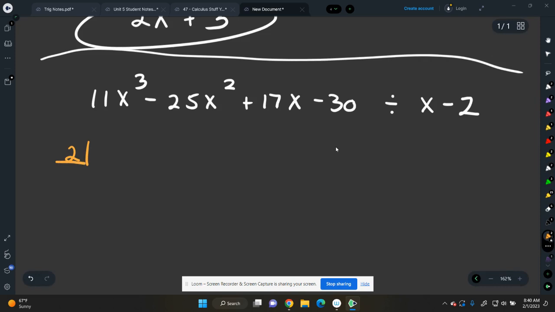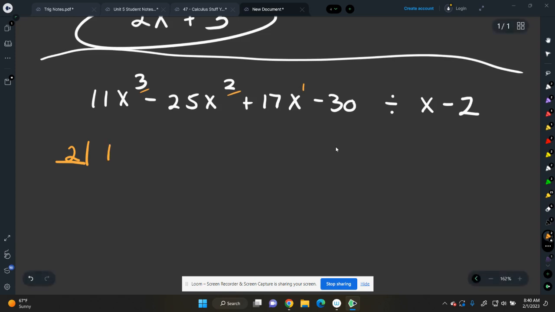Okay, very good. And now we're going to list our coefficients. Make sure that you check that all of the exponents are there. So we start with 3, so we should have a 3, a 2, a 1, and then no exponent. Okay, so they are all there. If they're not there, you have to put it in.